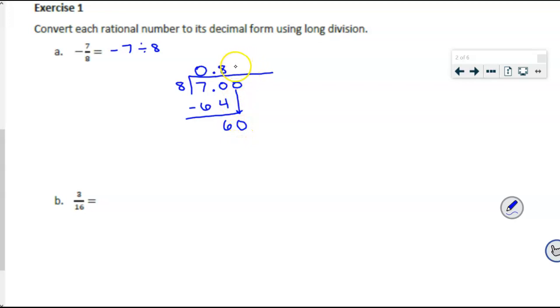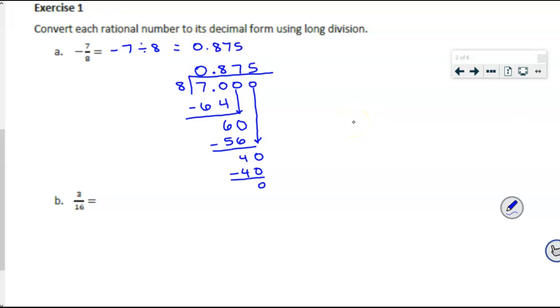It can go in how many times, Trace? 7 times. So again, I was trying to get up to 60. I only made it to 56, so I'm 4 away. So we annex another 0. Can 8 go into 40? Yes, it can. 5 times. I was trying to get up to 40. I made it to 40. I've got nothing left finally, so I have 0.875, or said the proper way, 0 and 875 thousandths.